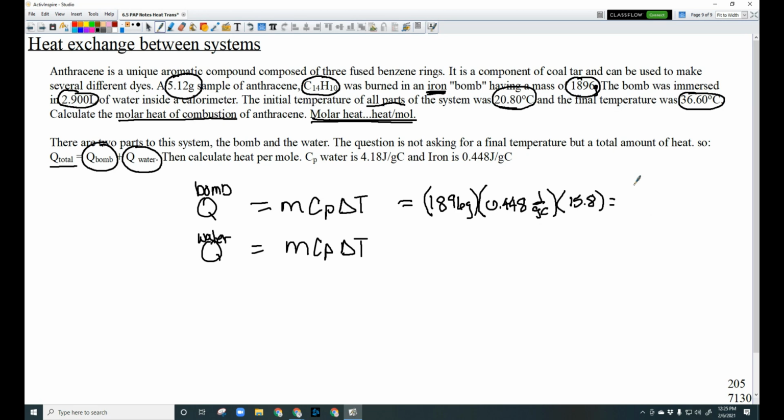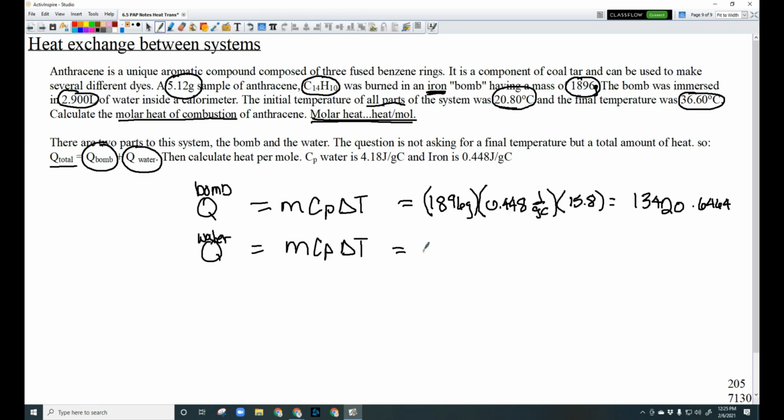let's see, did I do that right? Let me do it one more time. 1896 times 0.448, times 15.8. Okay. Oh, I hit a wrong button. Sorry. 1896 times 0.448 times 15.8. Okay. 13,420.6464. Okay. Now, remember, we don't round until we get our final answer.